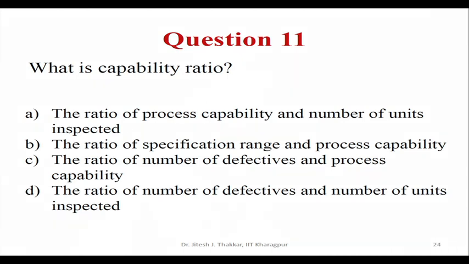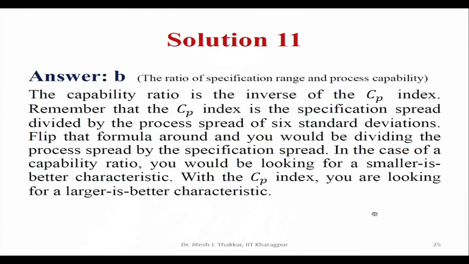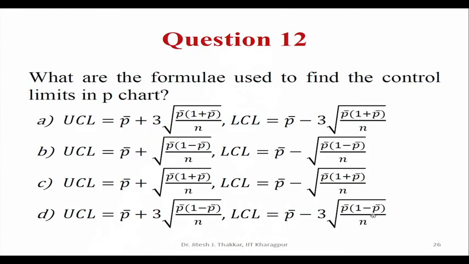Question 11. What is capability ratio? A, the ratio of process capability and number of units inspected; B, the ratio of specification range and process capability; C, the ratio of number of defectives and process capability; D, the ratio of number of defectives and number of units inspected. So, the correct answer is B, it is basically the ratio of specification range and process capability.